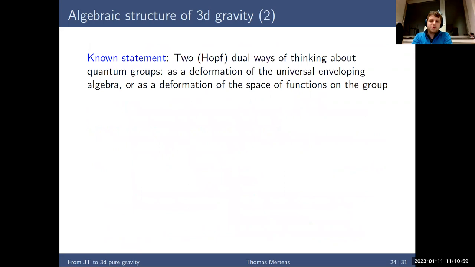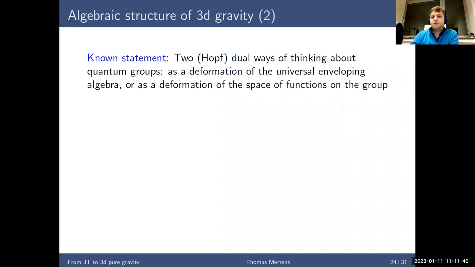This is the last thing that I want to say about the group structure, and then I'll go to the last couple of slides or the last slide. There is a known statement about quantum groups in that there are two dual ways, what is called Hopf dual ways, of thinking about quantum groups. The first is as a deformation of the universal enveloping algebra, which is the form we had on the previous slide. We take the algebra, or better, the universal enveloping algebra, and we deform it to get a quantum algebra. And the second, which is dual to this, is as a deformation of the space of functions on the group, as a deformation of L squared of G.